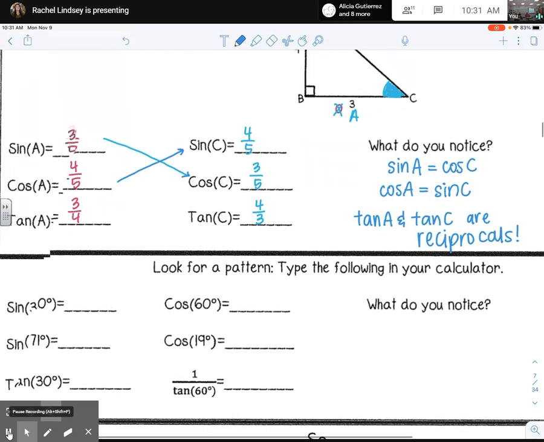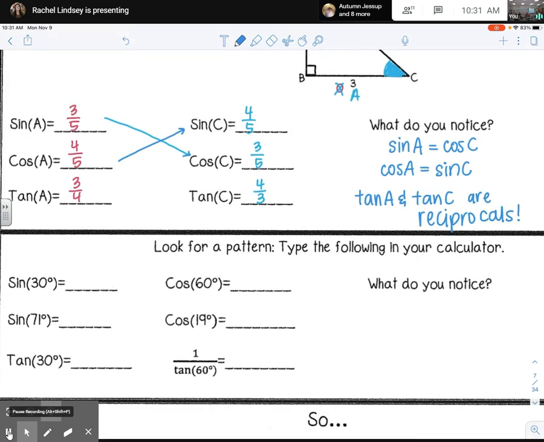Just like on the next one, we have sine of 30. I want y'all to put that in your calculator. Here on your calculator are the sine, cosine, and tangent keys. All you have to do is hit sine and then put 30. It should say sine parentheses 30, and you can hit enter. It gives you 1/2, or you could write 0.5.